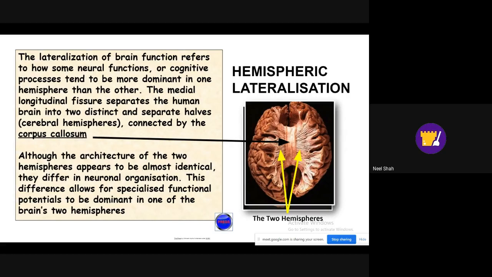So what you have is something in the middle here, this medial longitudinal fissure. This part in the middle separates the two brains. So if I were to open up your brain, it would look something like this. You'd have this thing in the middle, and you have the corpus callosum, which connects the two here. If you were to just look at the surface of the brain, both sides look similar, but they're very different in terms of how they're organized.